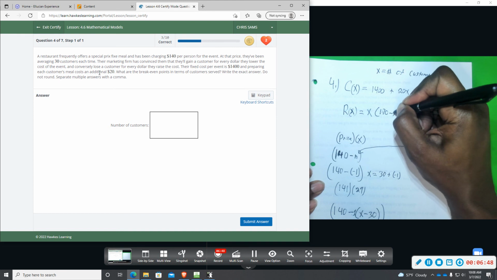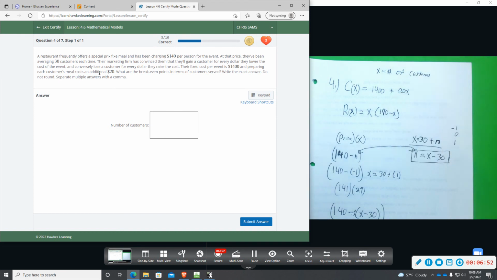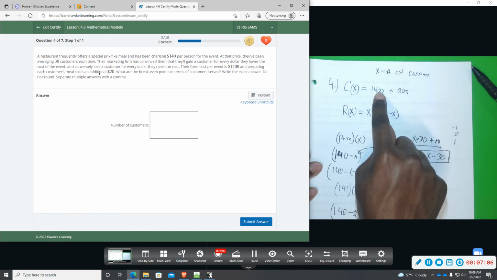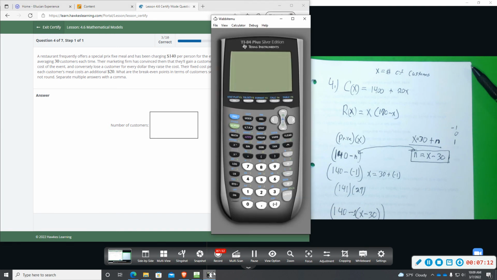170 minus X. And you have to go through that process to come up with this revenue equation to be able to solve. All right, now that you have both equations, cost and revenue, we can find out where they intersect, where we break even. So what you do, if you want to do this by hand, you just set this equal to this and solve. However, I'm going to do it with technology and just show you that process.